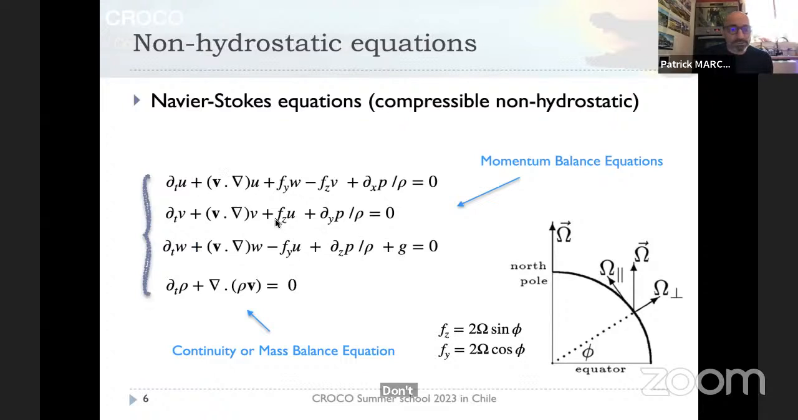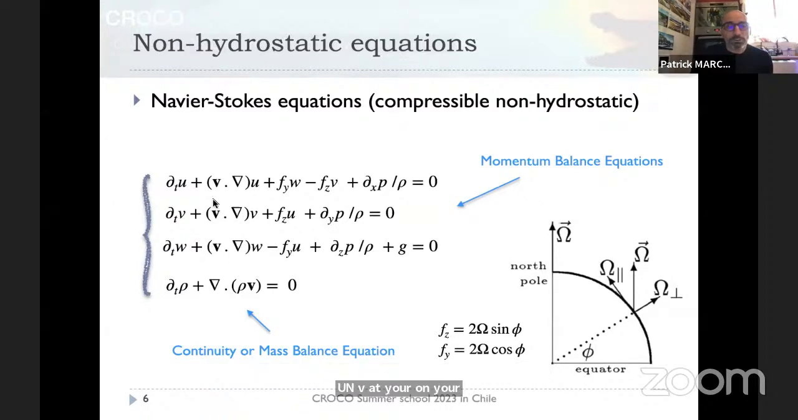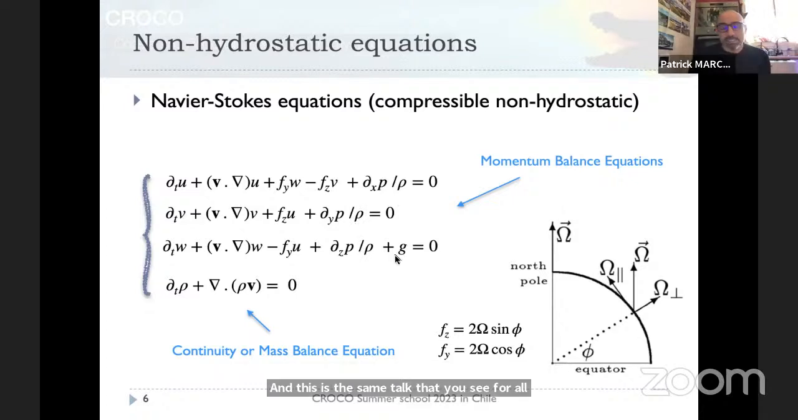The first three are the momentum equations for the three components, U and V on the horizontal and W in the vertical. You see the time evolution term, then a term of acceleration, of advection, and then Coriolis terms and pressure gradient. And these are the same terms that you see for all components.